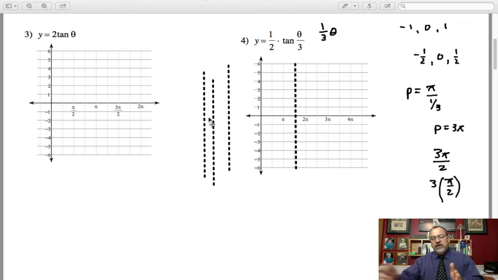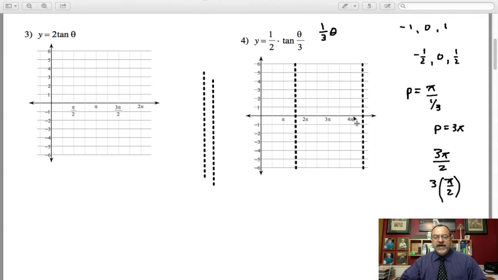Now from there, I have a period of 3 pi, so I need to go 3 pi. Now, 2 grid lines is 1 pi, so I just need to count 6 of those. So here's 1, 2, that's 1 pi, 1, 2, that's 2 pi, 1, 2, that's 3 pi. So that's 3 pi from here to here.